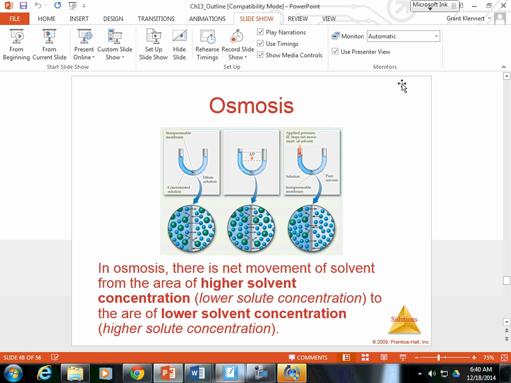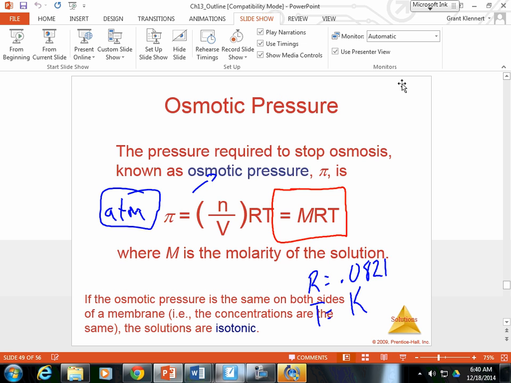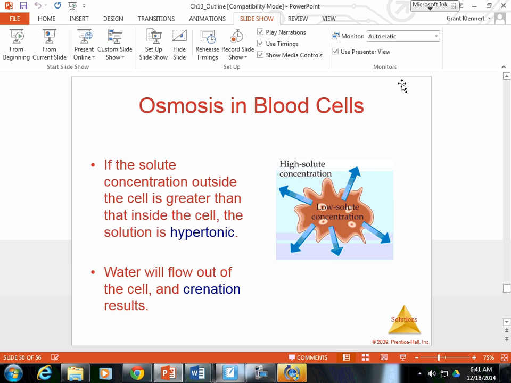A couple things about osmosis. They always go from a higher concentration to a lower concentration, something to keep in mind. And then you always want to solve for osmotic pressure. And how do you solve for osmotic pressure? Well, osmotic pressure is pi, and that is equal to n over V times RT, or the molarity of the solution times RT. So n is moles, V is volume, R is our gas constant, and T is temperature. So MRT is the molarity, and then R and T are our values that we've used before, and you're solving for pi, which is osmotic pressure.